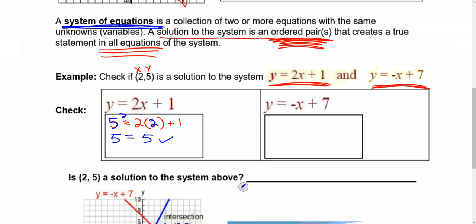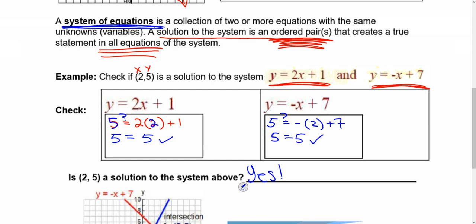Same exact numbers. So I'm going to put the 5 here. There's a negative right before the x. I put negative, and I put the 2 in there, plus 7. So we simplify, because again, the question is, are they really going to be equal? So we end up with negative 2 plus 7 is 5 again. So since it works in both, the answer is, yes, it is a solution to the system. So that's how you could test points. If you don't want to graph them and you want to see if it's a solution, all you got to do is plug it in.